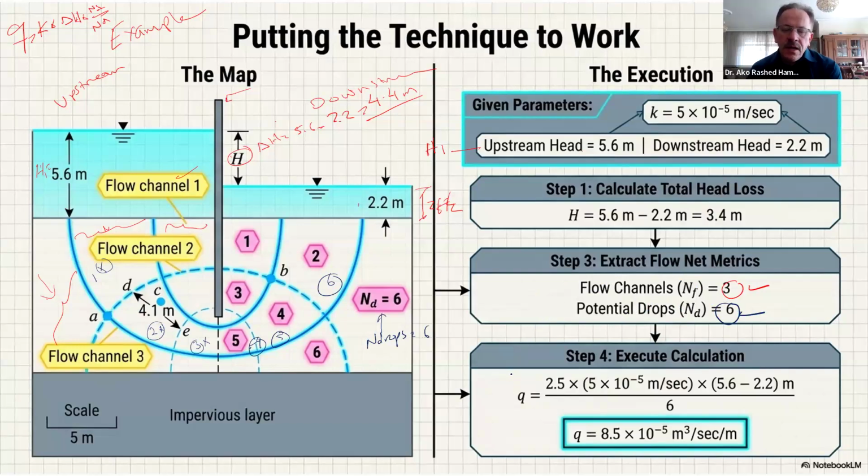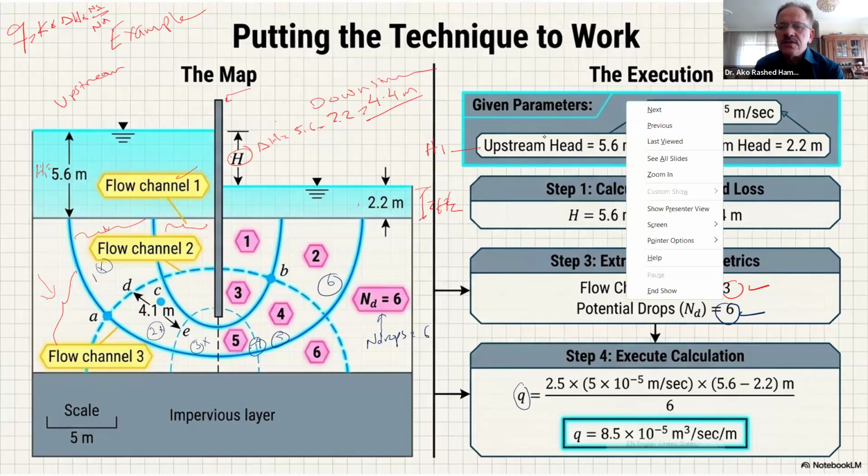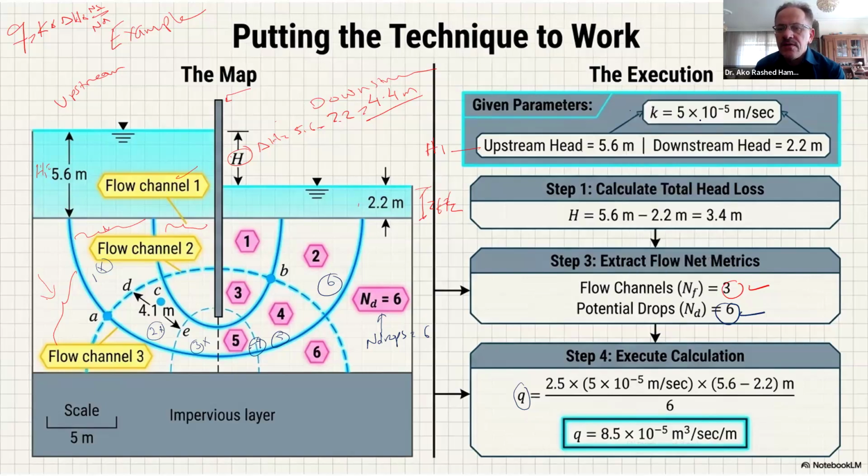Now it's time to calculate the Q. The Q is equal to, we have to have the K. Here's the K, the permeability coefficient. It is equal to how much? 5 times 10 to the power minus 5 meter per second. As you know, permeability has the units of velocity. So it is 5 times 10 to the power minus 5 meter per second.